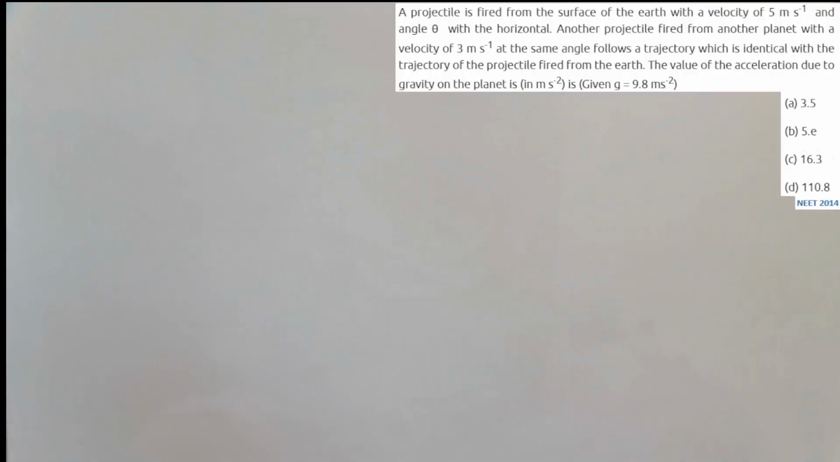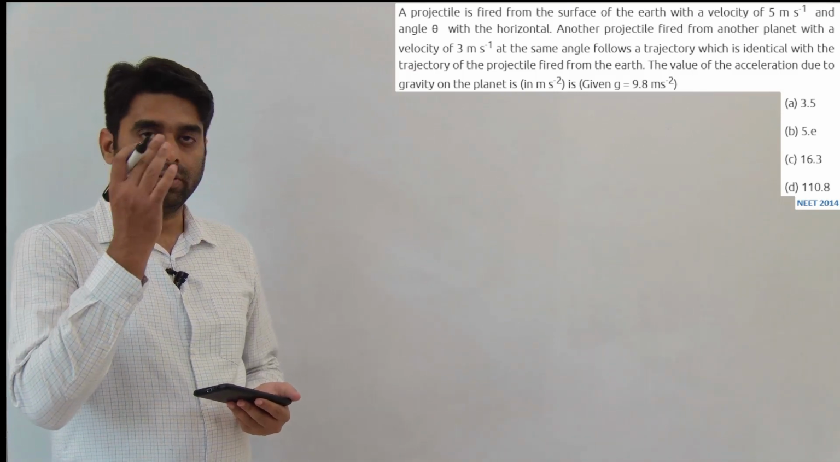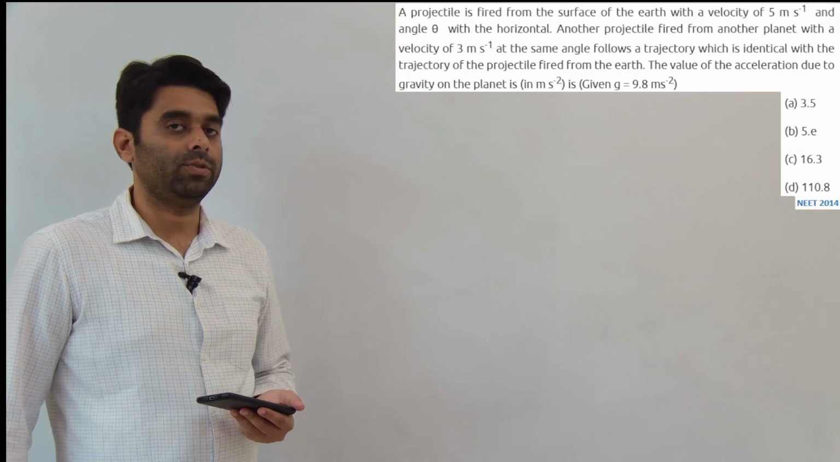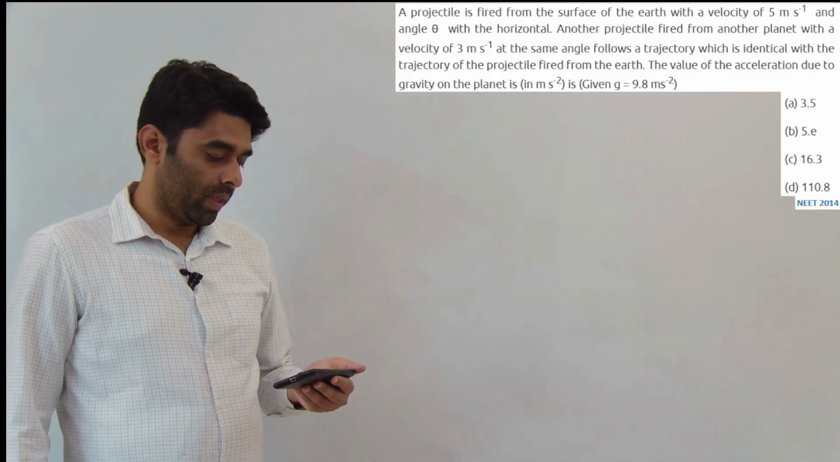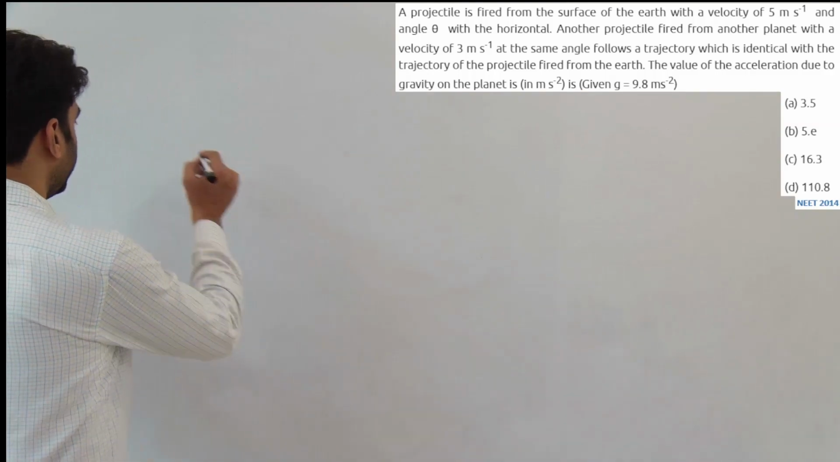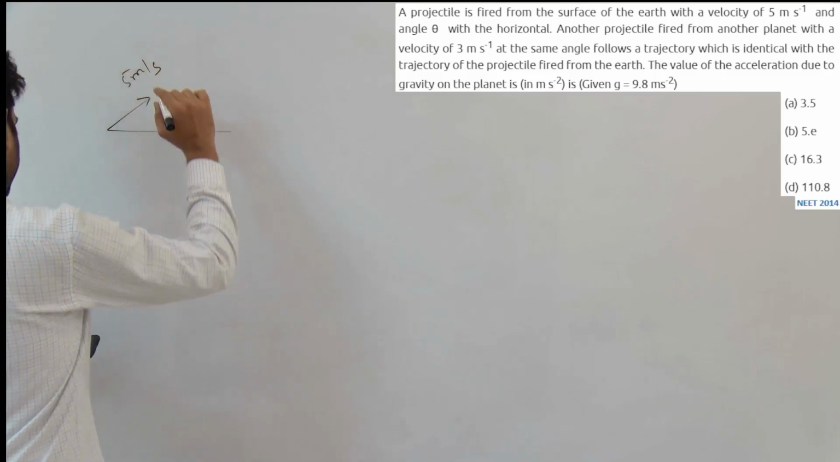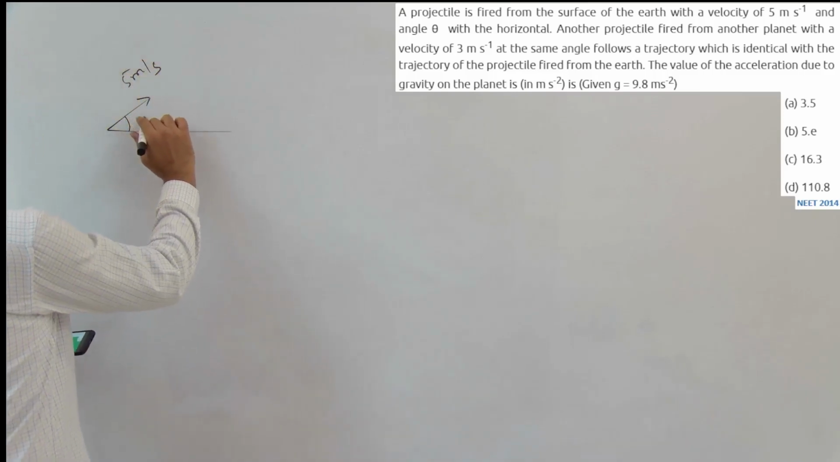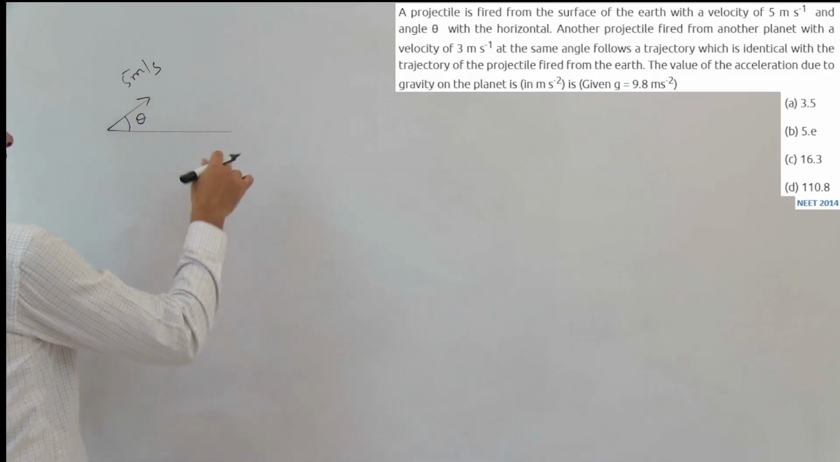So with this, we have come to our last question in our series of last 10 years of PYQ. So let us see the last question. This is a NEET 2014 question. A projectile is fired from the surface of Earth with a velocity of 5 meter per second at an angle theta with horizontal. Well and good. Another projectile is fired from another planet.